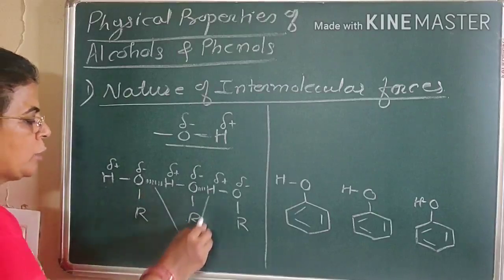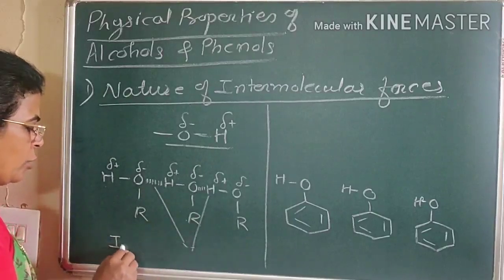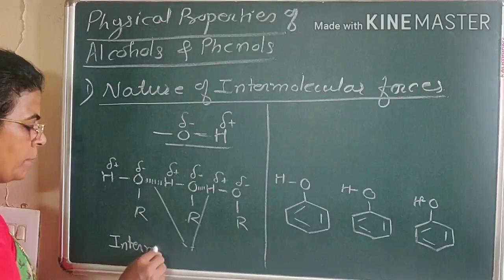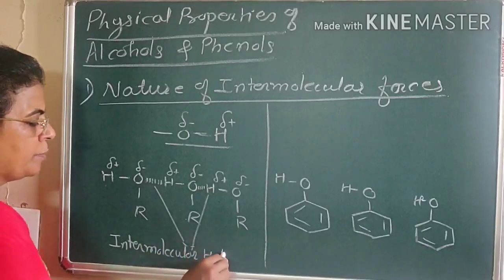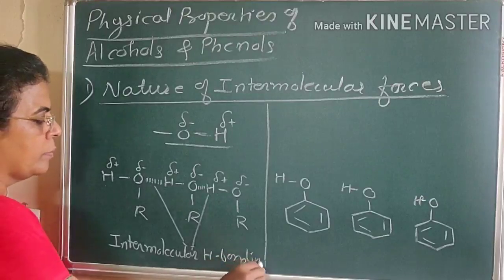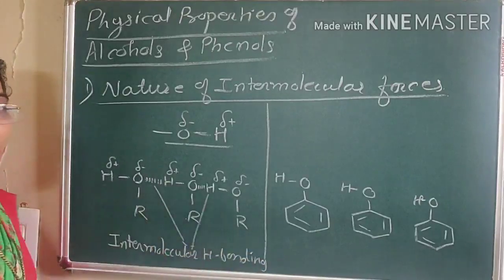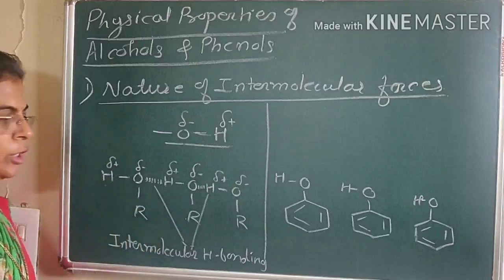Then this bond is called intermolecular hydrogen bonding. And therefore these molecules of alcohols are associated with each other.